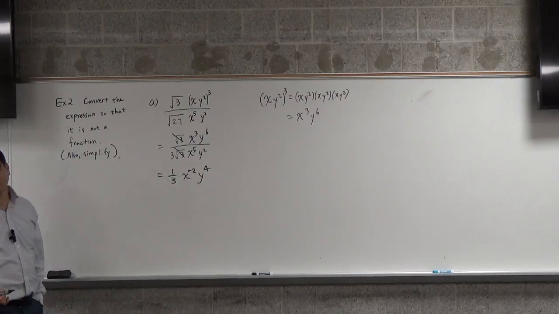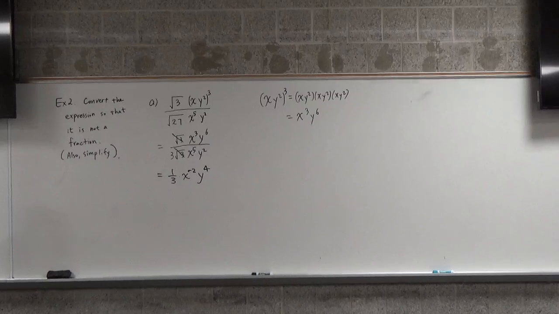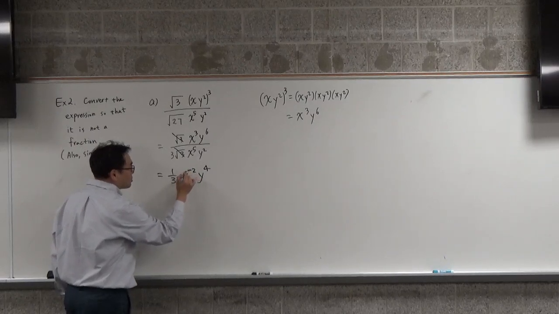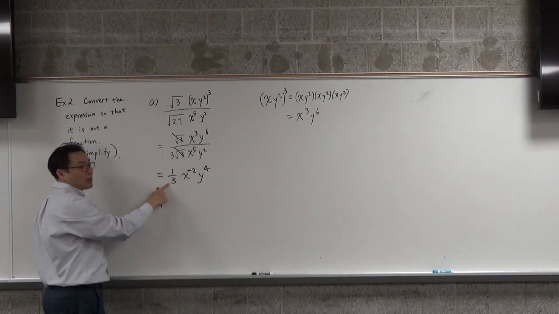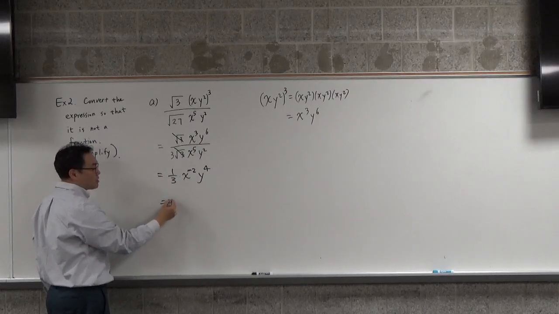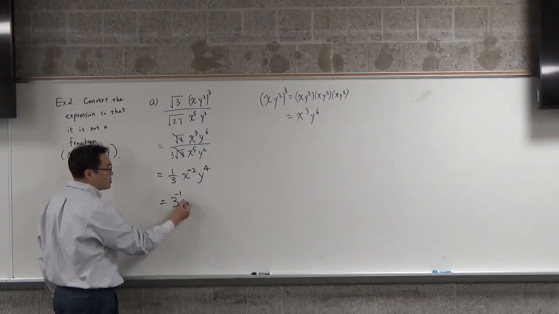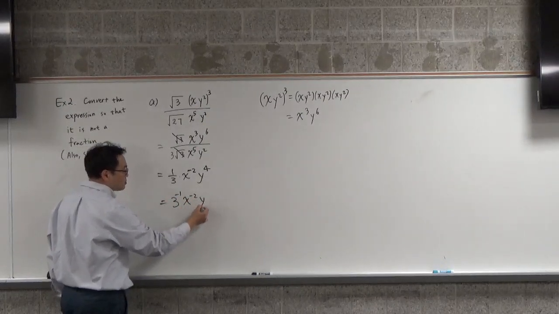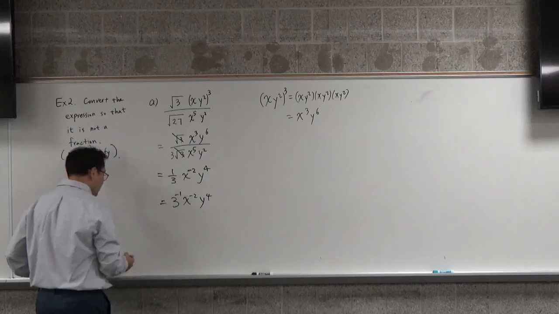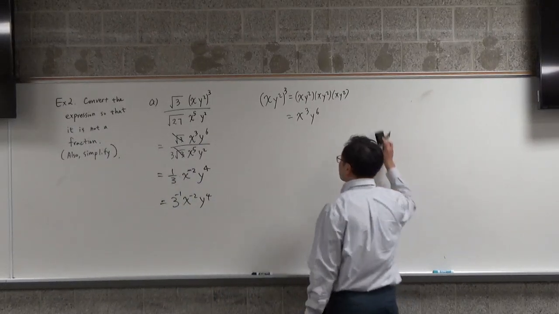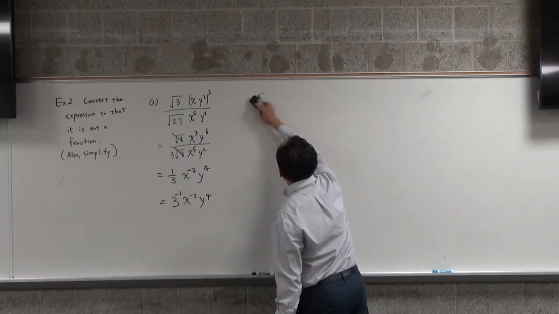Okay, so we're almost there. This is as simple as we can have, but what I don't like is this fraction. Okay. How do you write this as a non-fraction? You make it as what? 3 to what power? -1 power. So by doing this, you made it as a non-fraction and simplify it as much as possible.